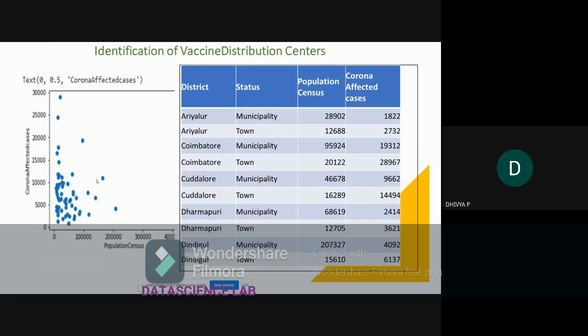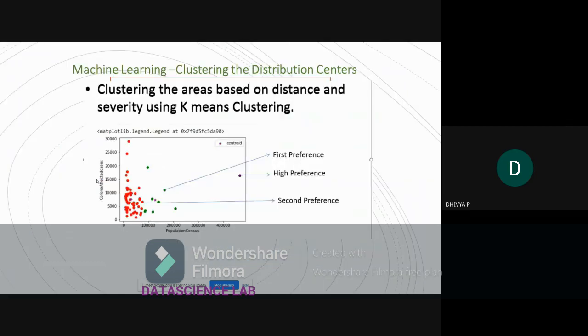According to the values in the data set, first the distribution centers are identified based on the k-means clustering algorithm. By applying k-means clustering, the areas will be clustered based on the distance and the severity. The first preference is given to the most affected people in a particular area. So initially the high preference, first preference, second preference is based on the clustering.